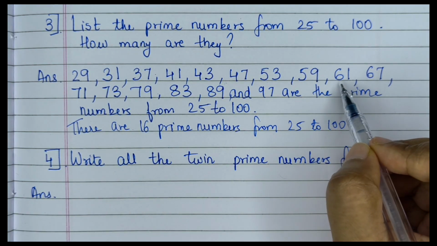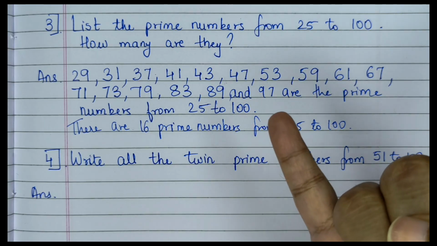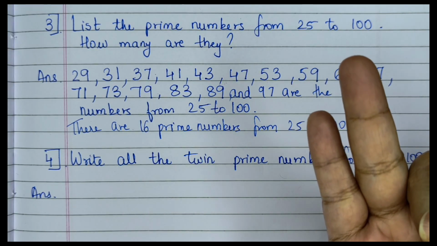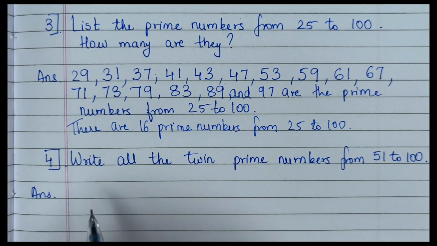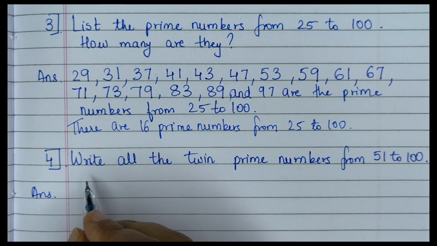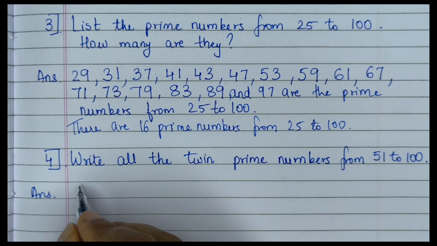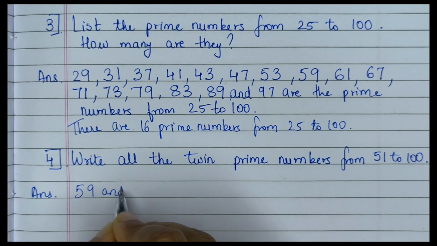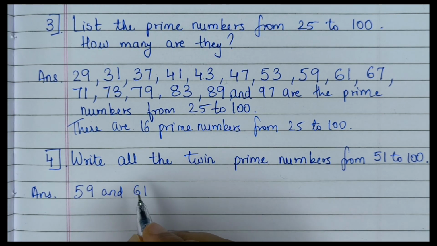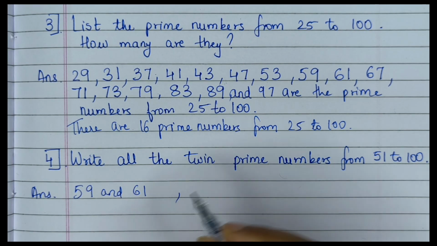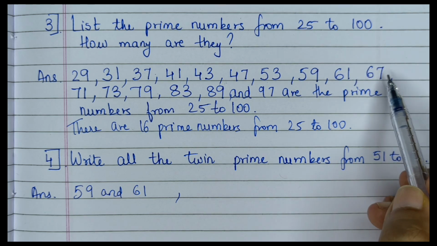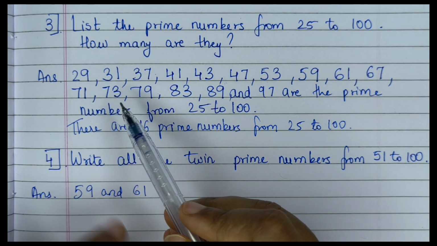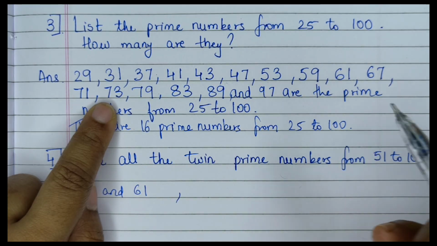But 59 and 61. See after 59, 60, 61. Difference of 2 is there, right? So 59 and 61 is the first pair of twin prime numbers. So here we will write 59 and 61. Understood? 59 and 61 we got twin prime number. Another one. After that we will just check. See 61 and 67 there is a huge difference. 67, 71, 73. Yes, 71, 73 can be called as twin prime.